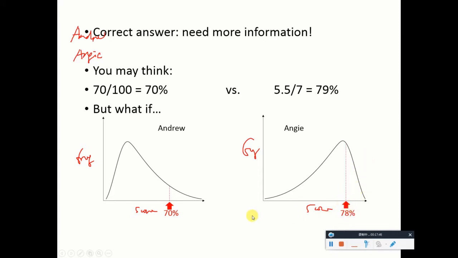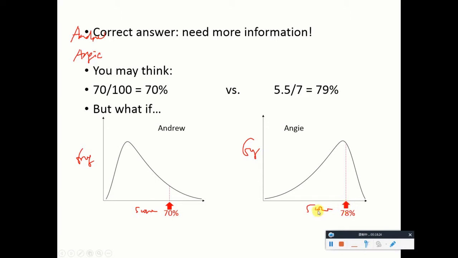So although in terms of numerical value, 78% is definitely higher than 70%, if we understand this frequency, there are more people actually ahead of Angie. Despite that Angie is at a higher percentage than Andrew, there are more people ahead of Angie than the amount of people ahead of Andrew. In Andrew's case, only a small number of people are ahead of him. For Angie, more people are ahead of her.